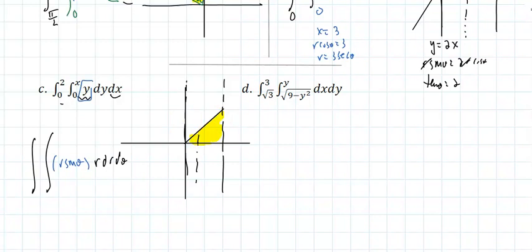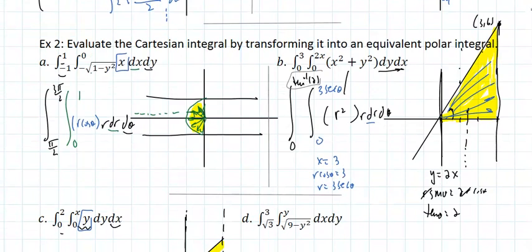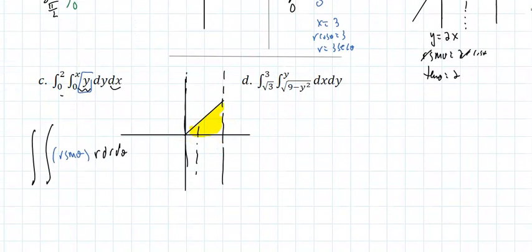I really wanted to do this problem from x to a number, but it's okay. So if I want to use polar, because they're telling me to evaluate the Cartesian integral by transforming it into an equivalent polar integral, well, I know theta runs in this case from 0. If y equal x, that's 45 degrees. And the same deal as what we just did. We know that x equal 3, and we just did this problem, right? So r is going to run from 0 to 3 secant of theta. And there it is.